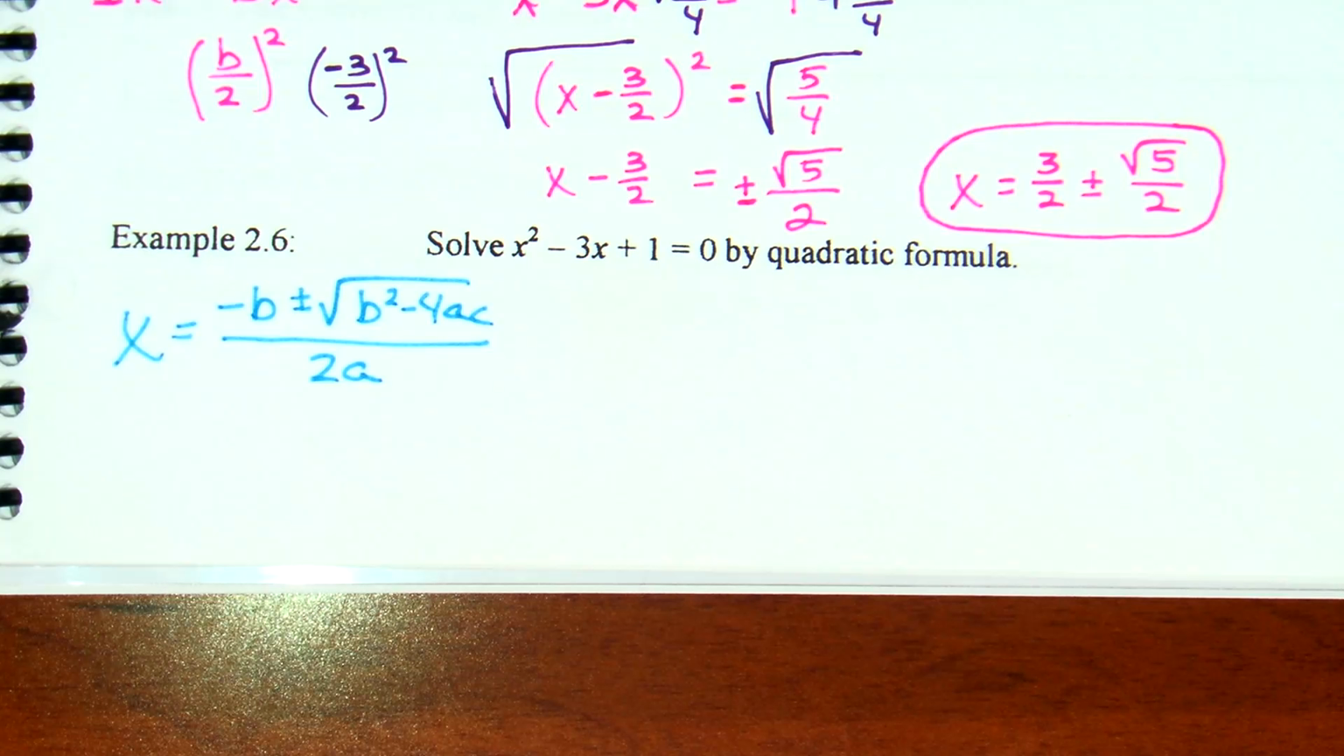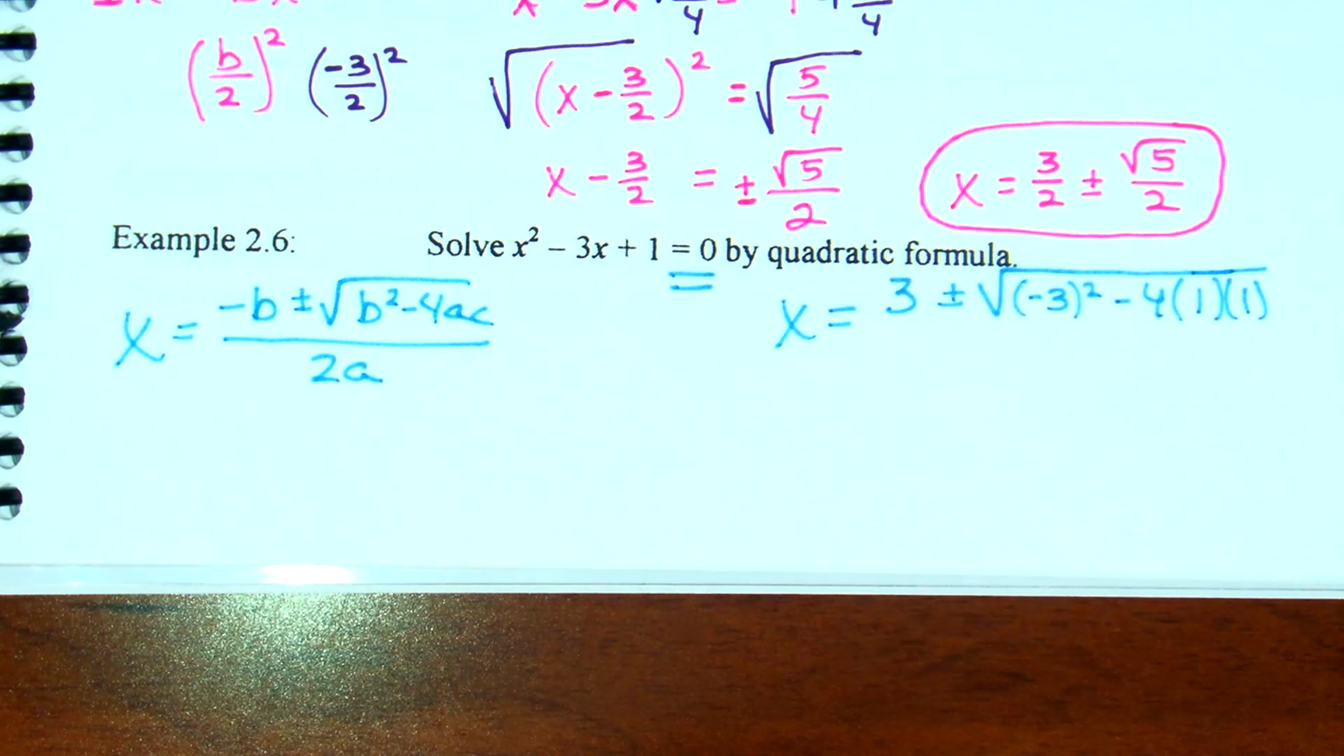So x equals negative b, which is 3, plus or minus the square root of b squared, so negative 3 squared, minus 4 times a, which appears to be 1, times c, which appears to be 1, all over 2a, which is 2 times 1.